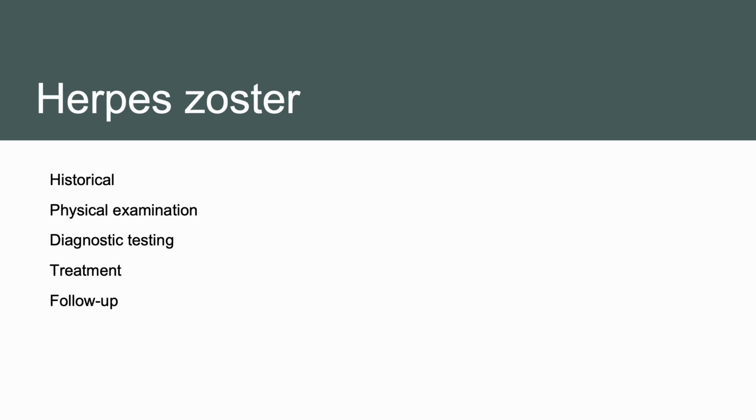Ask about history of chickenpox or exposure to varicella zoster virus. Patients frequently report severe pain prior to rash appearance. On exam, see unilateral dermatomal vesicular eruption on an erythematous base, which may progress to pustules and crusts.